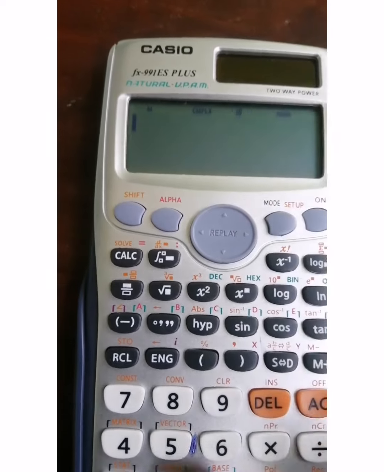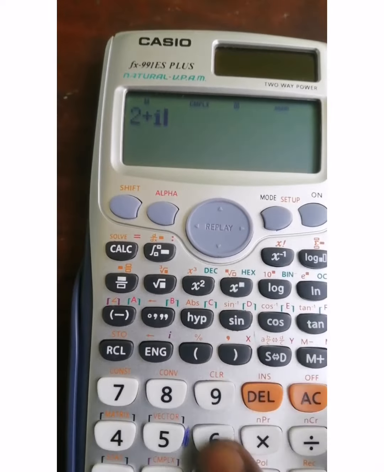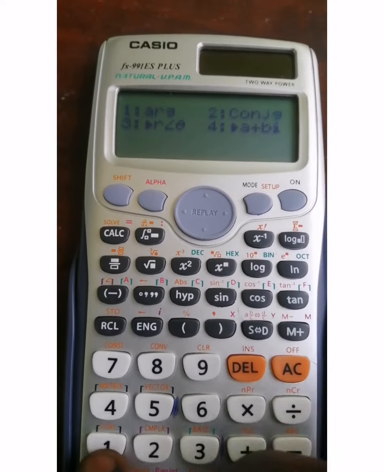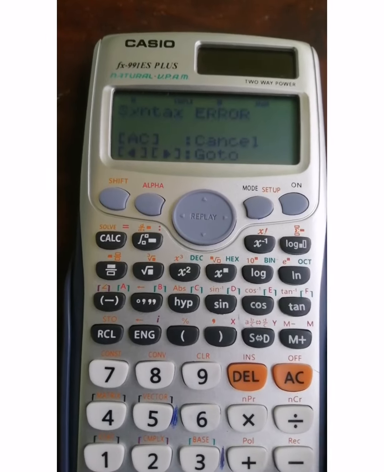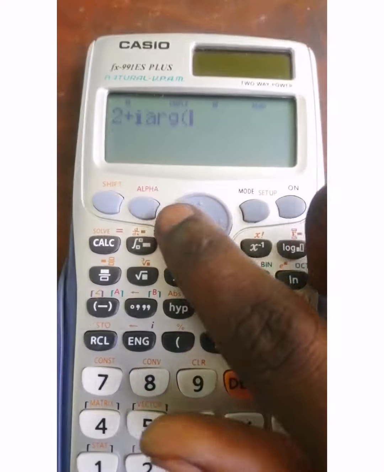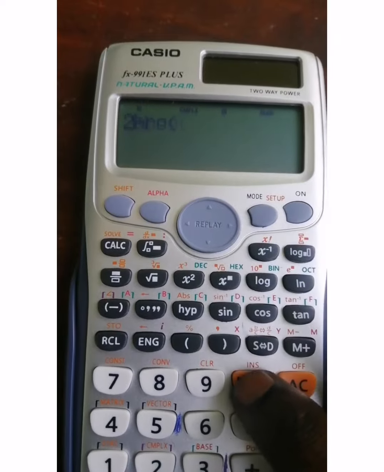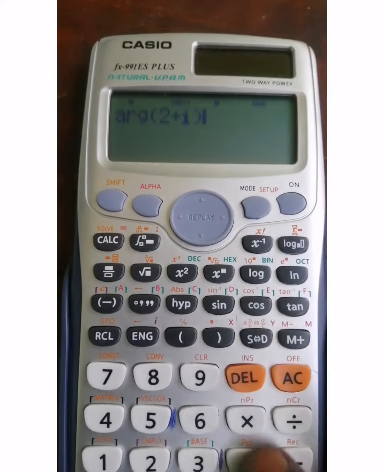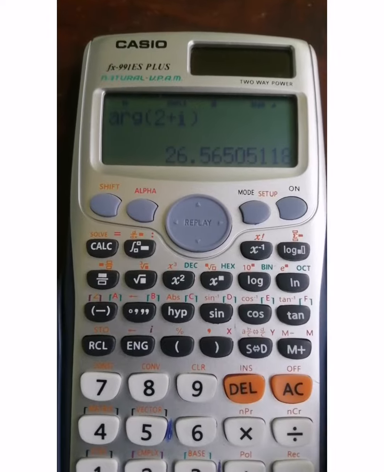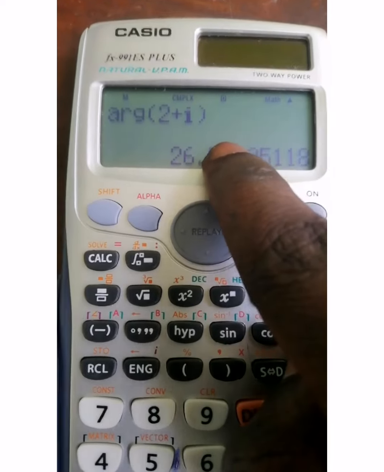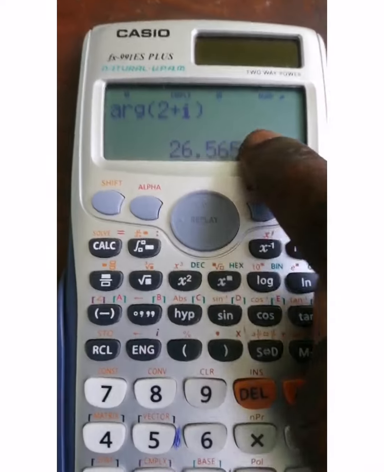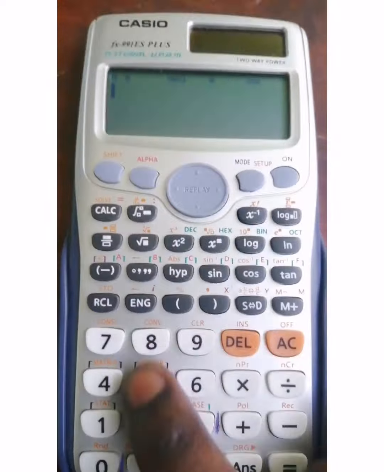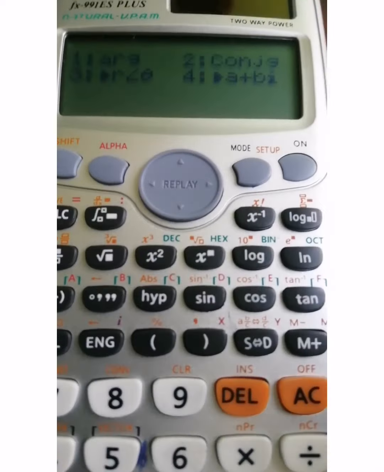So you can write 2 plus I, and you press shift plus 2, and you press 1. Sorry for that. So we have this, let's see something. I want to find the argument, that is, you go to argument and you press 2 plus I, and you close the bracket. Therefore when you press equal to, this is the argument, that is the angle formed. Are you getting it? So what you need to do, just press shift and go to the 2, see, shift and 2, and it will give it to you.